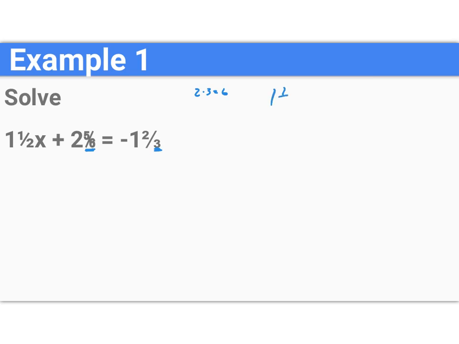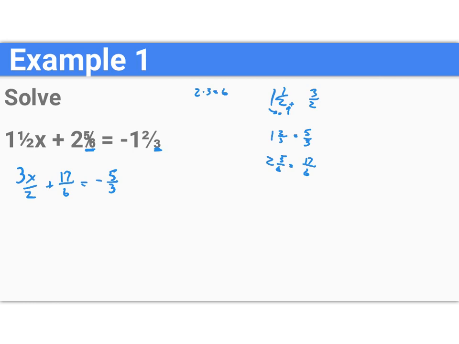Now we remember from fractions that when you change a mixed number into an improper fraction, you multiply and then you add. You multiply going down, add going up. So 1.5 becomes 3 halves. 1 2/3: 1 times 3 is 3 plus 2 is 5/3. And then 2 5/6 becomes 17 over 6. Okay, so we got 3x over 2 plus 17 over 6 equals negative 5/3.